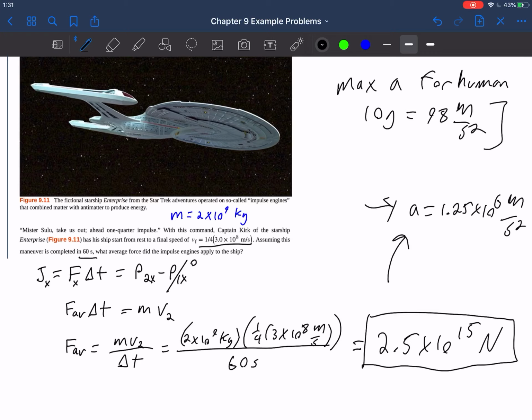The acceleration here is a million times that, right? It's a huge amount of acceleration. And so luckily the Starship has inertial dampers.